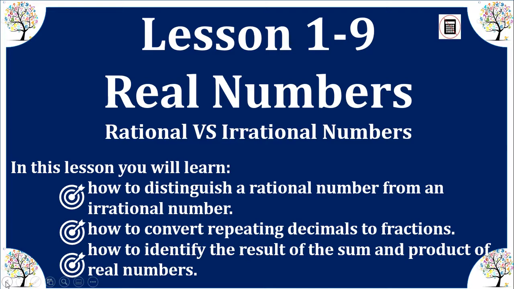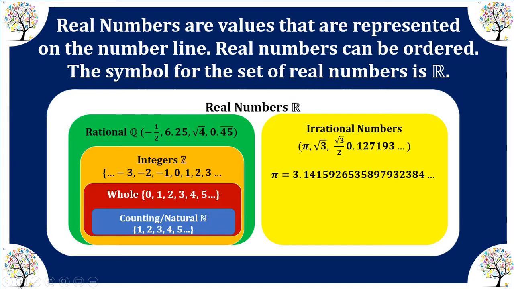Okay, guys, we're on our last lesson and we're going to talk about real numbers. And really, we're just going to distinguish between what is a rational number and what is irrational. So here we have the real number set. Everything that's in the white is considered a real number. And then on the left, all of these numbers are rational and the numbers on the right are irrational.